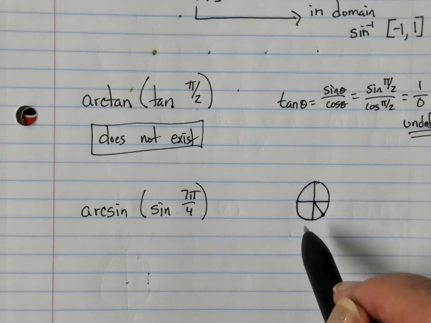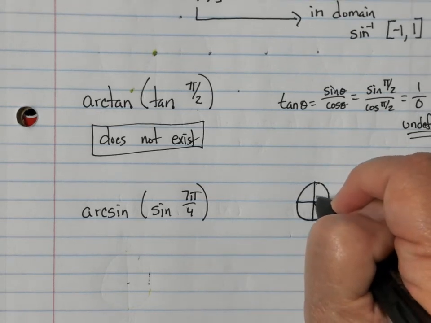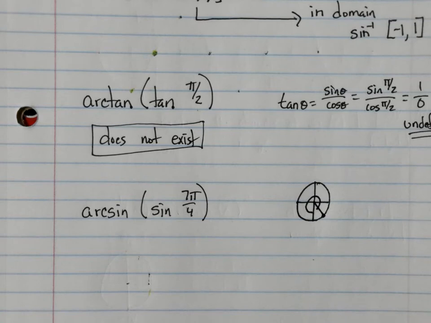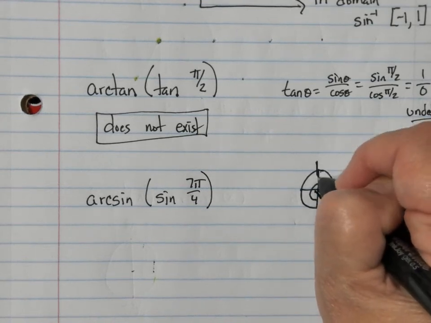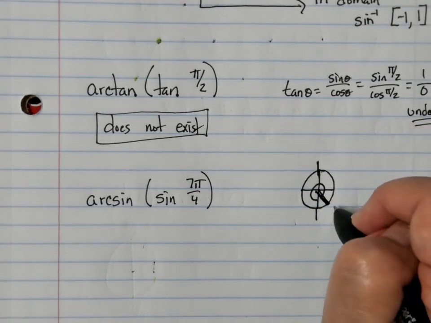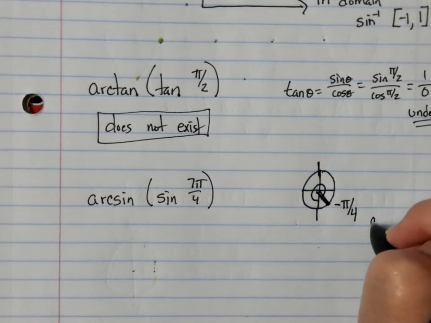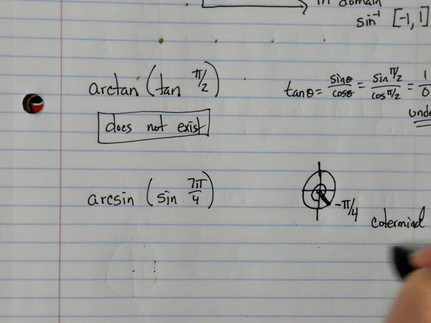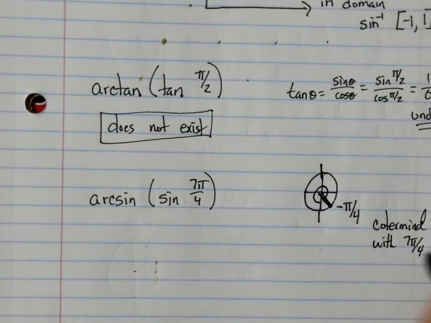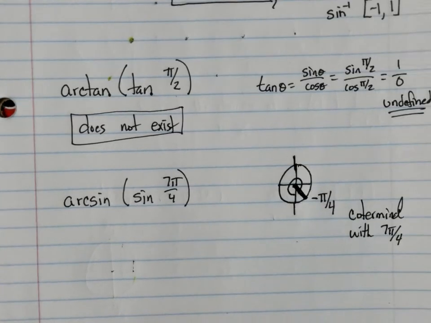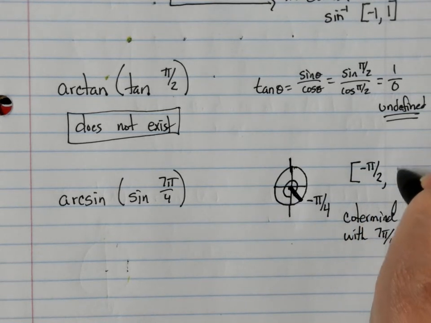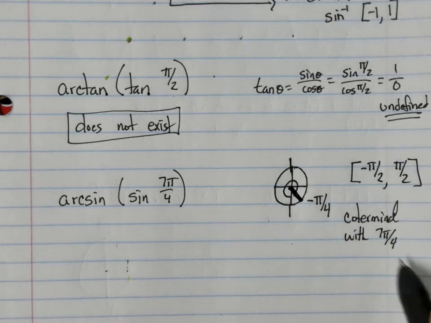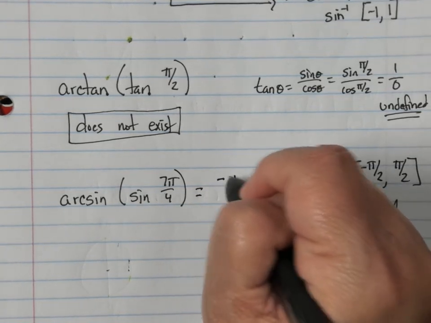That's restricted. So if I'm here and I go around this way, that's 7 pi over 4. But I need an angle coterminal with 7 pi over 4 that is in between negative pi over 2 and pi over 2. So it's actually going to be negative pi over 4. Coterminal with 7 pi over 4, it has the same ray, right? But negative pi over 4 is inside this restricted domain, whereas 7 pi over 4 is not. So the answer to this is negative pi over 4.